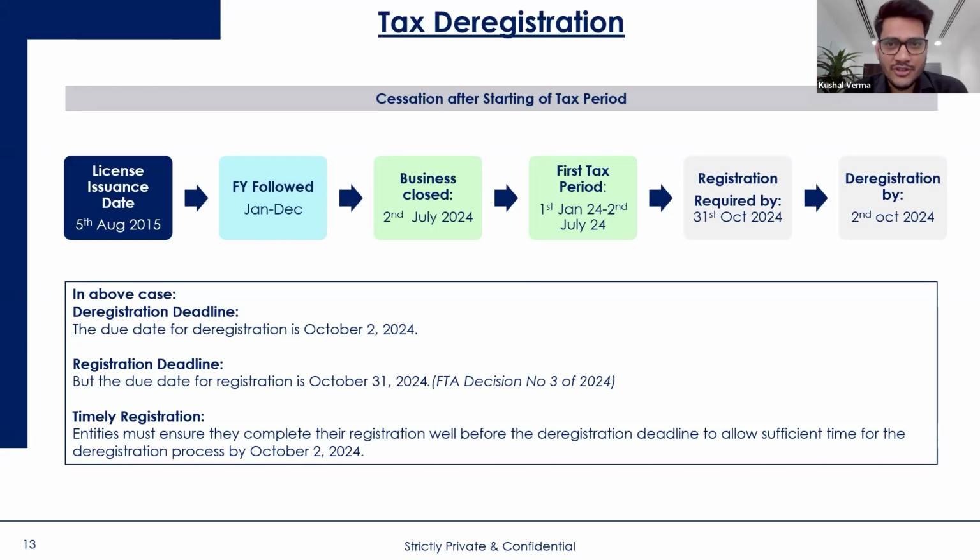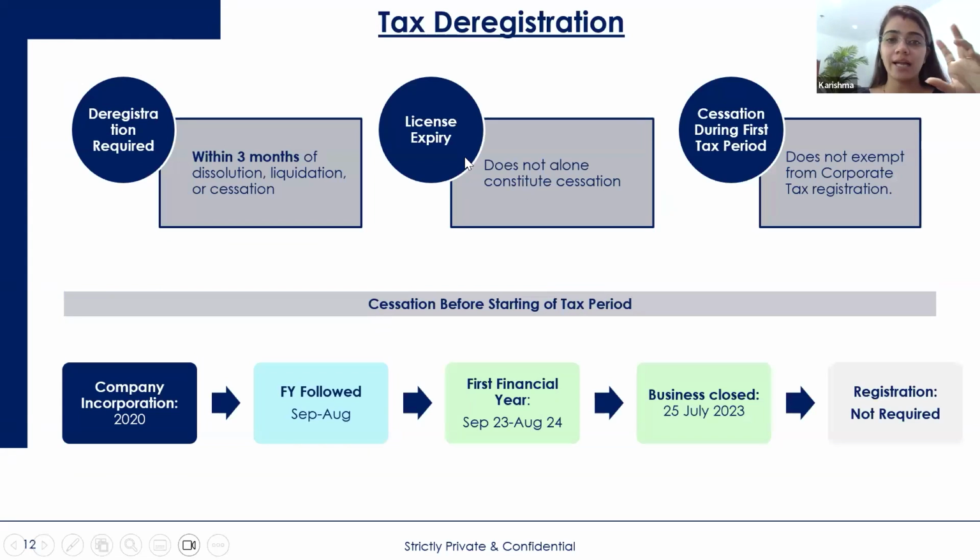So one more interesting question from Nishant: if the license expired in March 2023, do we need to register or deregister for corporate tax? So Nishant, again coming back to Kushal, just if you can go to one previous slide. Even if your license is expired, it would not suffice that your company is liquidated or that you're required to deregister. You need to have a proper liquidation report.